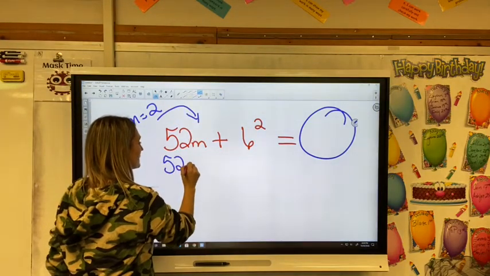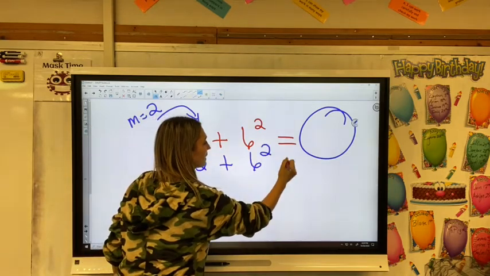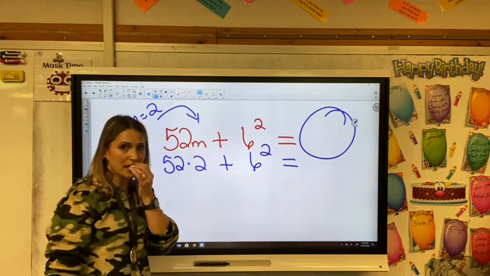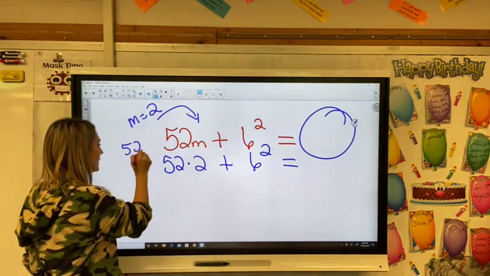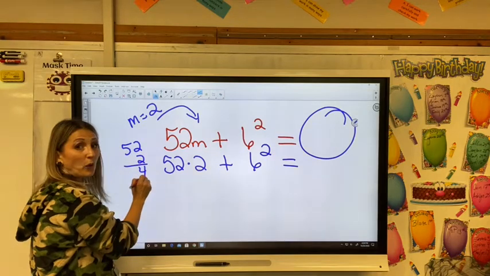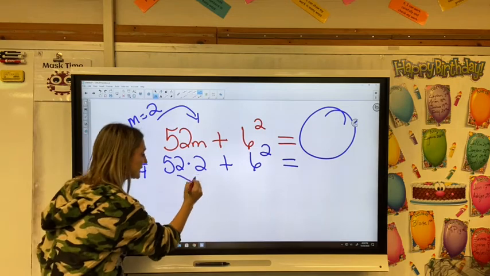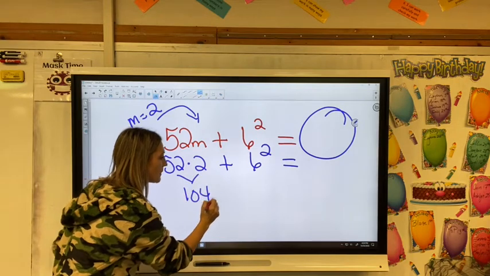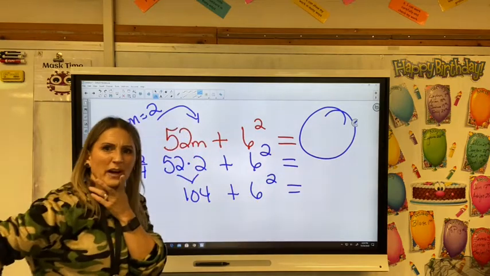52 times 2 plus 6 squared equals. Okay. Well, I can do 52 times 2. 52 times 2, that's 4. And 2 times 5 is 10. So this equals 104. Now I just need to figure out, what does this 6 squared mean?